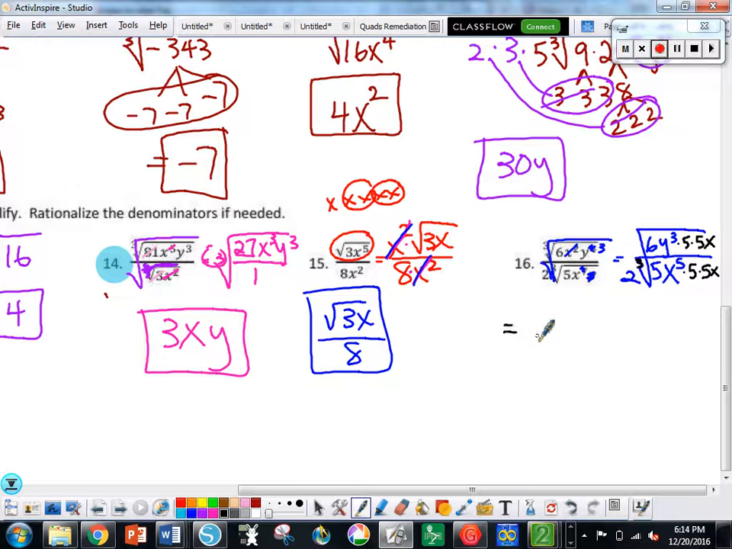So final answer, this still is a little bit tricky. In the denominator, the 2 stays, the group of 5s come out, and then I've got 2 groups of x's, because there's 6 total, right? So the 2 groups of x's will come out. In the numerator, I've got a cube root, the 6, the 5, the 5 make a 150.